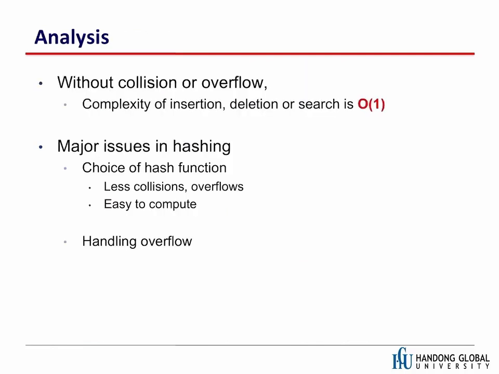Okay, so analysis. Without collision or overflow, let's assume that our hash table is perfect, optimal. So we don't have any problem with collision or overflow. Then the complexity of insertion, deletion, or search is just constant time. They are done in constant time. As I said, all these operations are based on just the identifier. So we don't care about the other identifiers at all for these operations, so it could be just constant time. It has nothing to do with other identifiers.